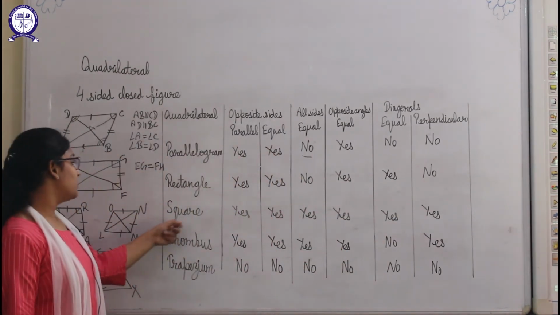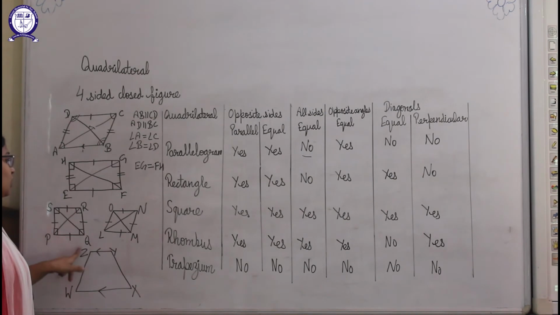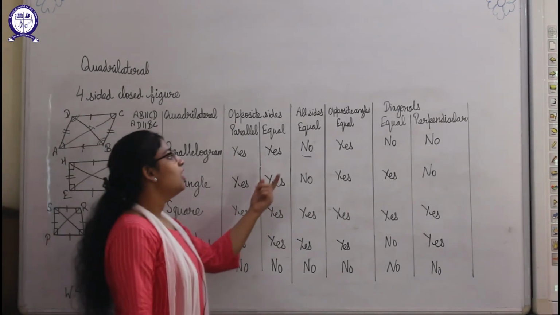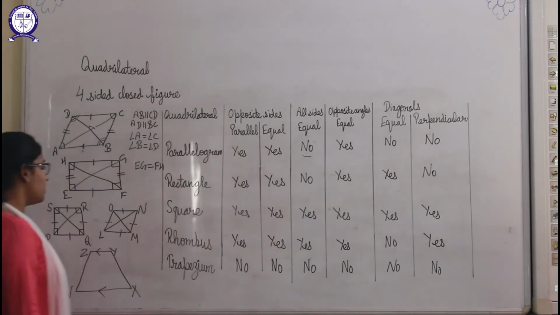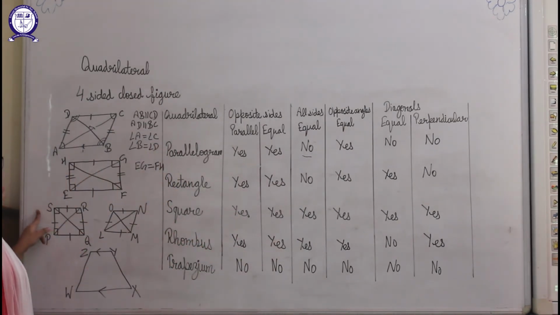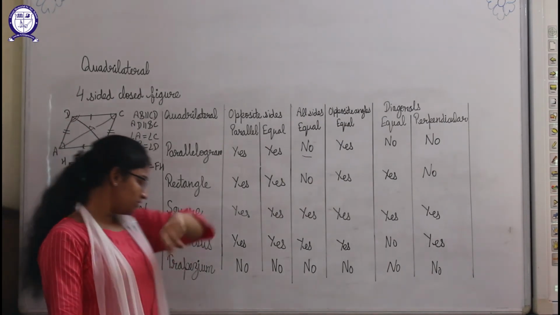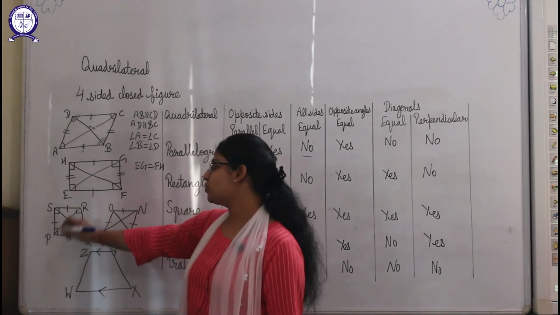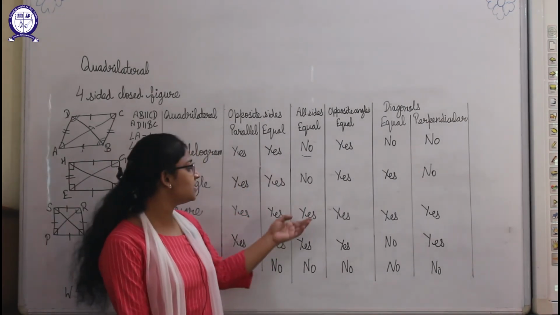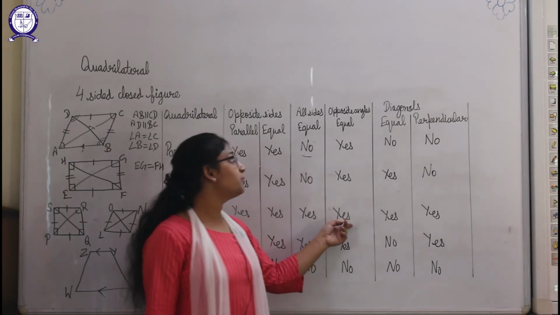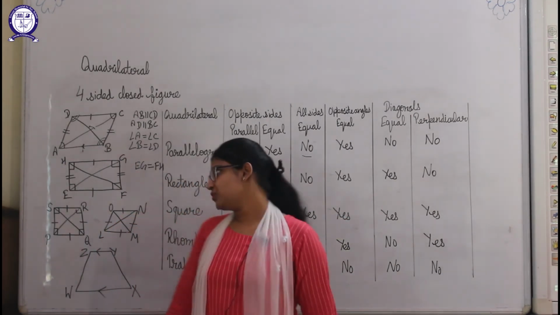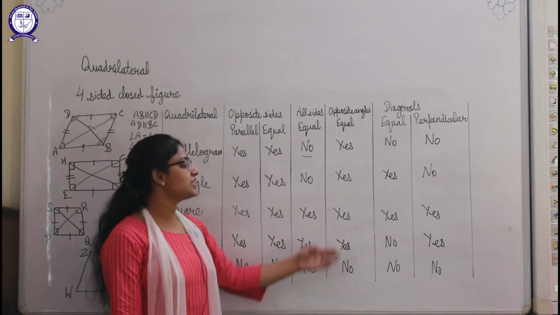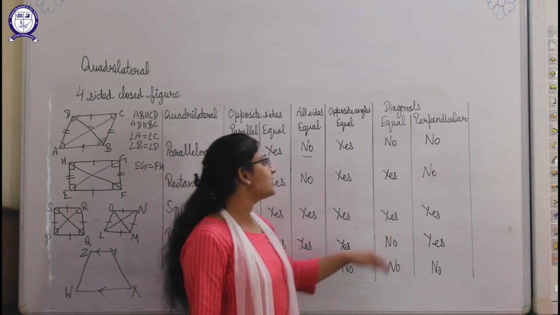Now next one is square. This is a figure of square PQRS. In PQRS opposite sides are equal and parallel. Yes, all sides are equal. In a square all the four sides are equal. Means here PQ is equal to QR equal to RS equal to SP. Means all the sides are equal. Then are opposite angles equal or not? As we know that in a square all angles are of 90 degrees, so we can say that opposite angles are equal.